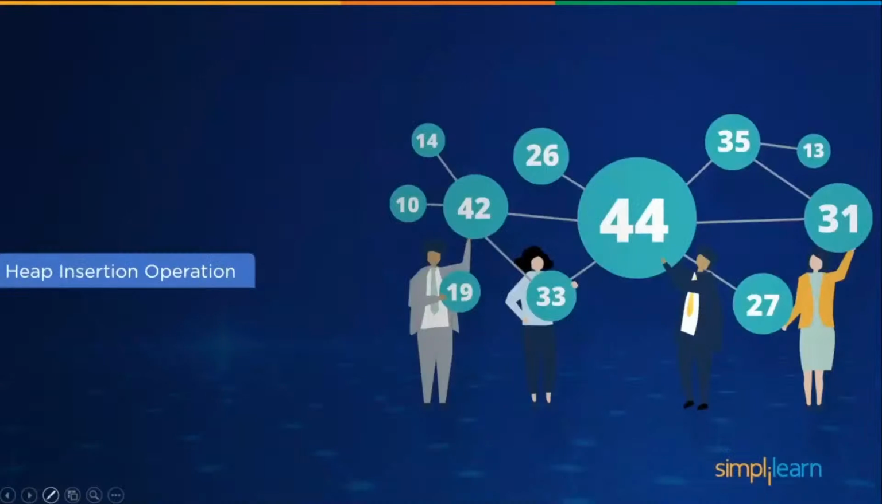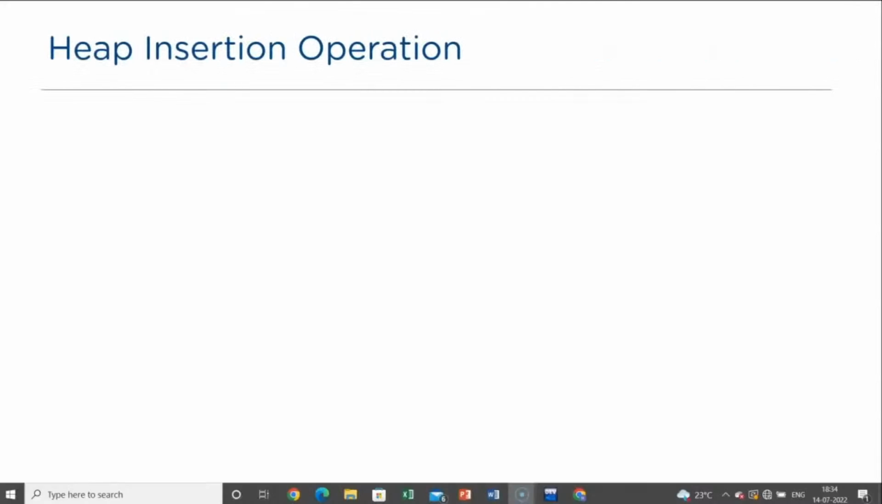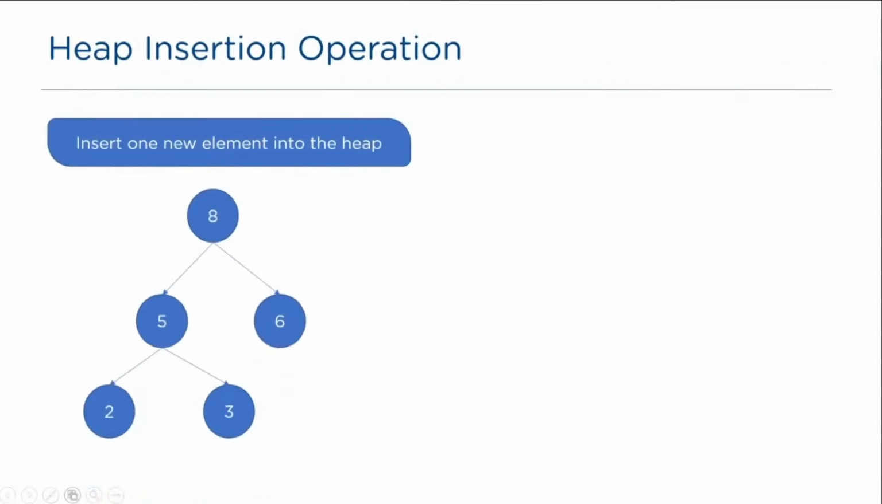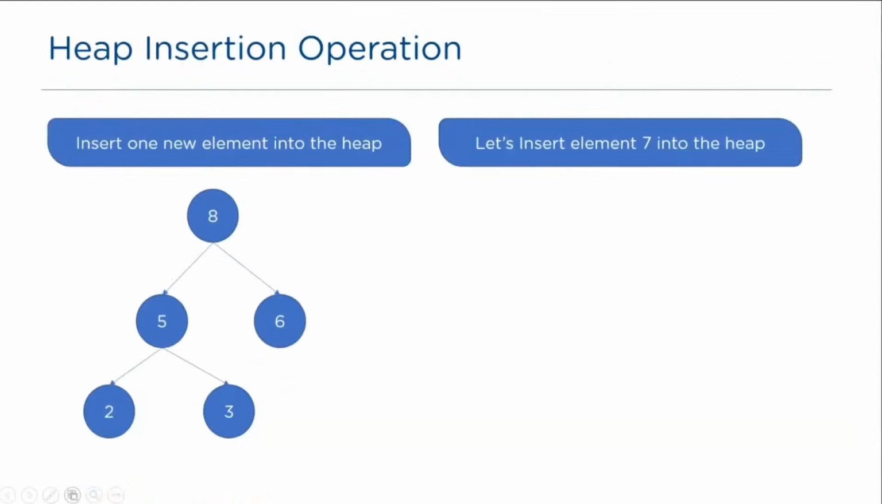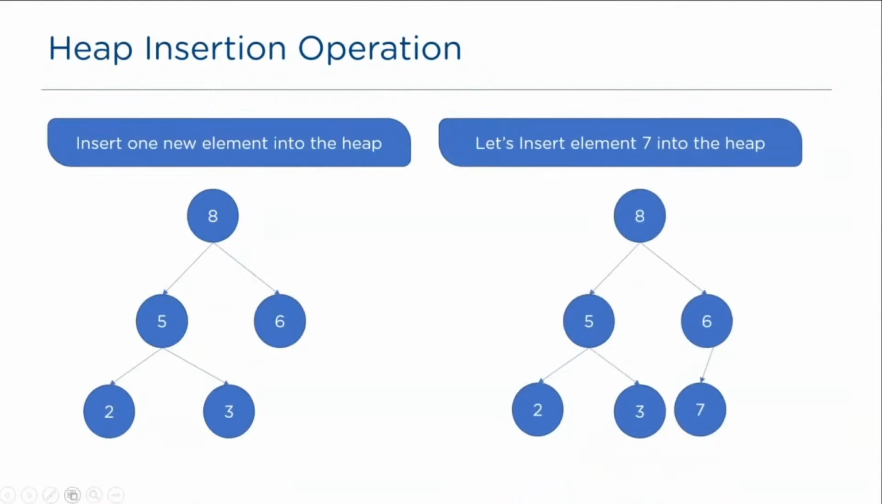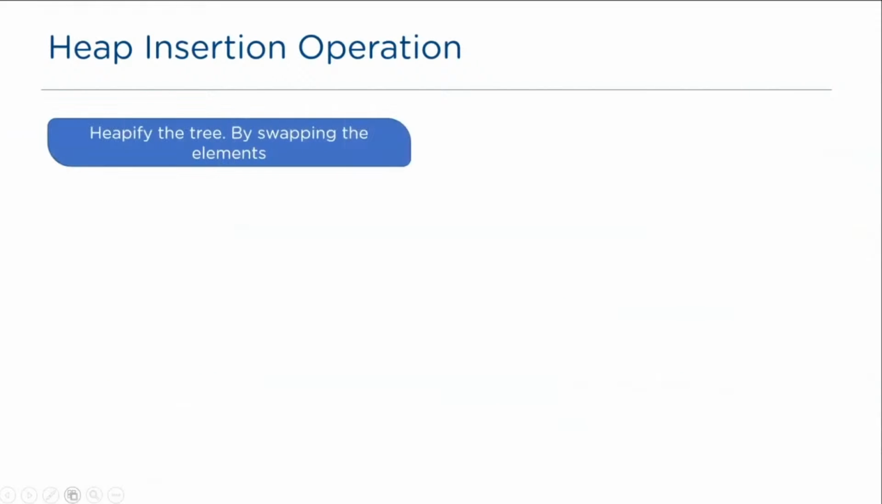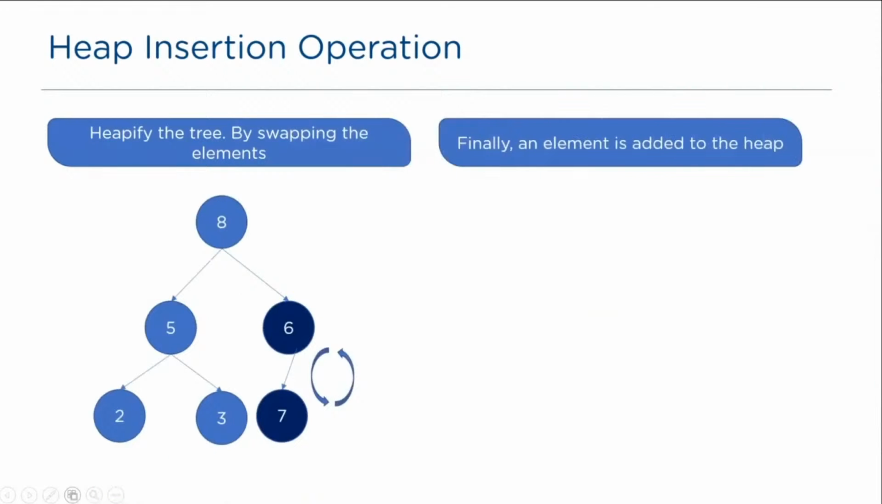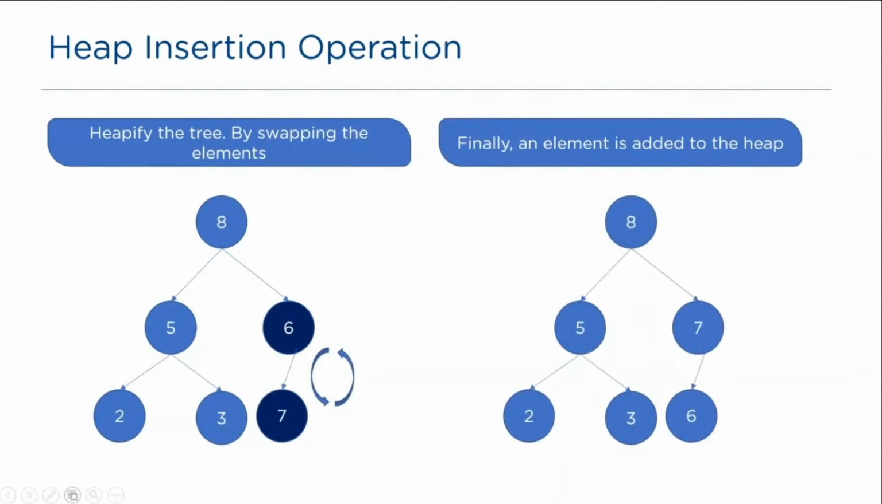Now let's have a look at the heap insertion operation. Let's insert one new element into the heap. For example, if the element 7 is to be inserted, then it will be inserted from left to right at the bottom of the heap. Since the parent node element is less than its child node, that is 6 is less than 7, we must heapify. So the next step is to heapify the tree by swapping the elements. And finally, the element is added to the heap.